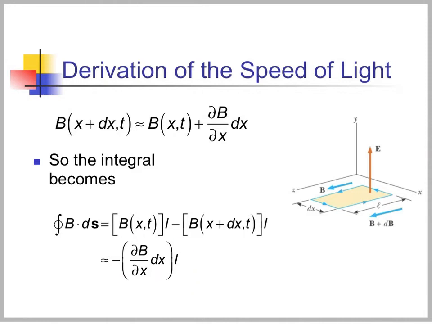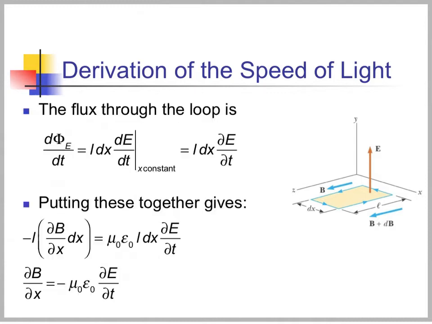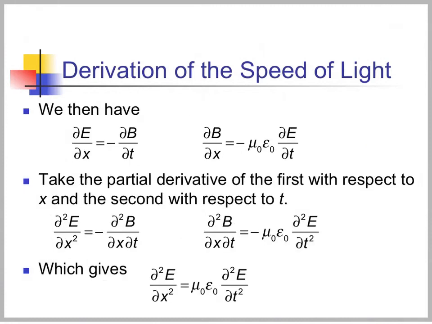Now we need to know what the flux through it, d flux dt, is L dx dE/dt. And putting those all together, in this case, gives me the partial of B with respect to x is minus mu naught epsilon naught times the partial of E with respect to t. We then have these two equations. The partial of E with respect to x is minus dB/dt, and the partial of B with respect to x is minus mu naught epsilon naught dE/dt.